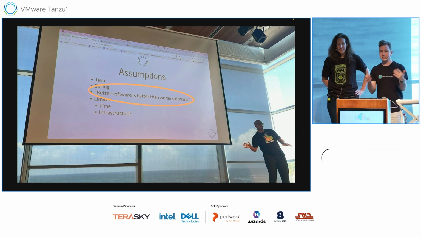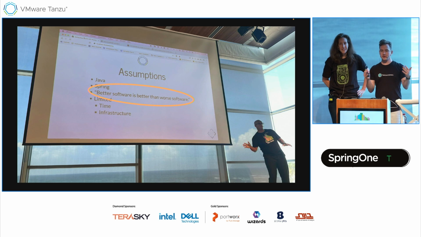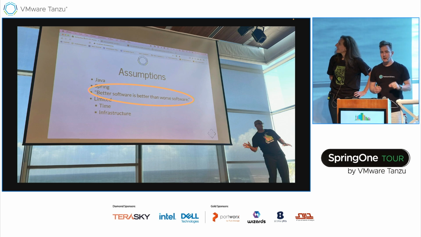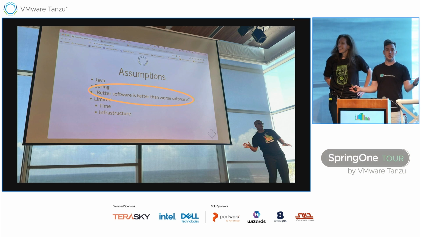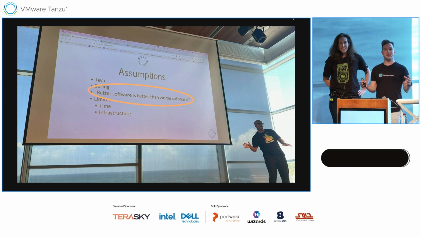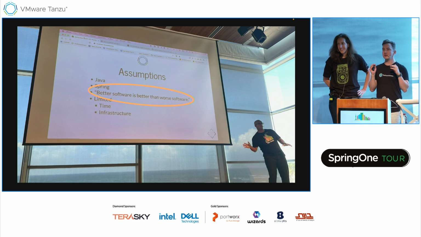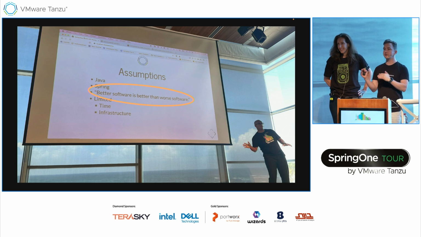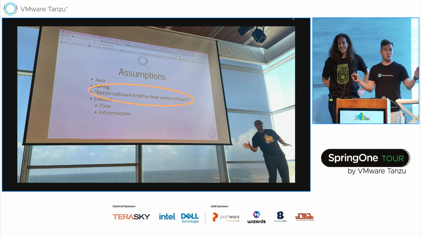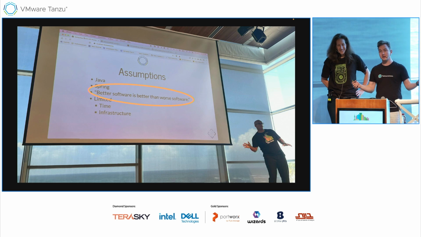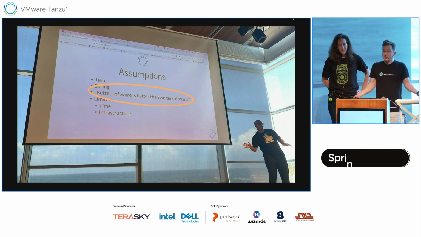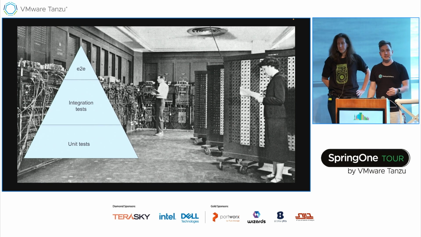Before, in the morning, Sean was talking about a very important point. Better software is better than worse software, which is universally true. Do we know how to write better software? There is one thing that universally is known to produce better software, and that is tests. When we test our software, it tends to be better, which is very interesting. So we're going to talk about tests.